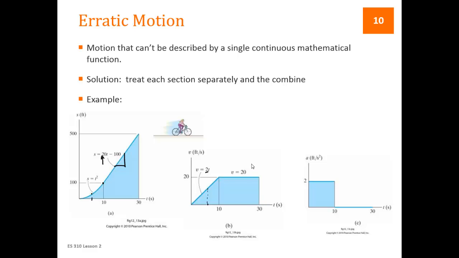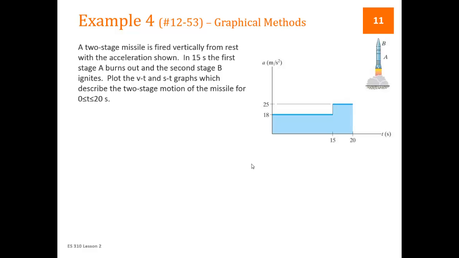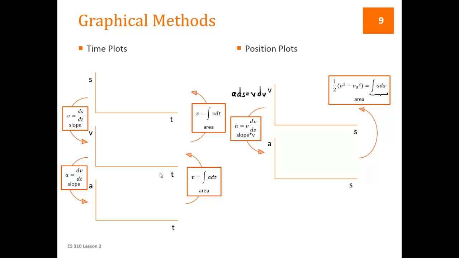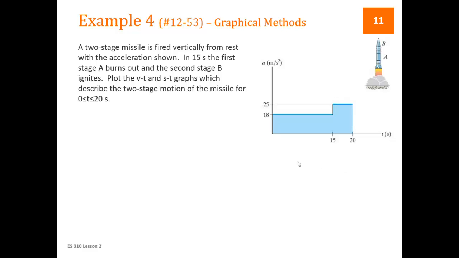All right, so let's actually do one of these. Here we go. We've got a 2-stage missile, and the plot shows the acceleration of the 2-stage missile, right? So in the first 15 seconds, first stage A burns out, and then the second stage B ignites at 15, and then it burns out. And we're supposed to plot the v versus t and s versus t graphs based on this a versus t. So if we go back up 2 slides, we start at A, we're going up, so we're going to be dealing with areas. All right? So let's do v versus t first.